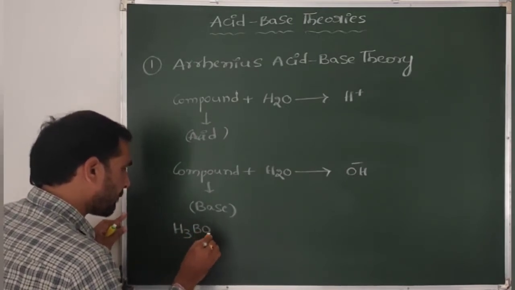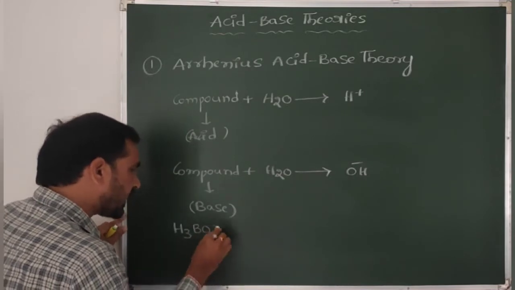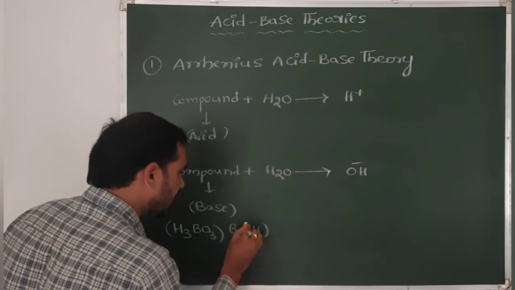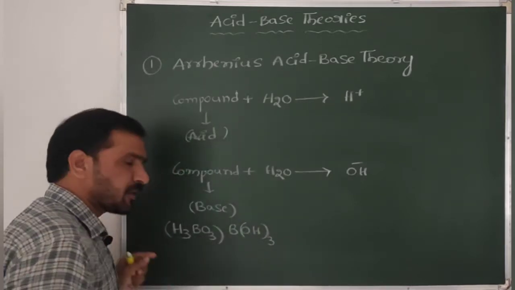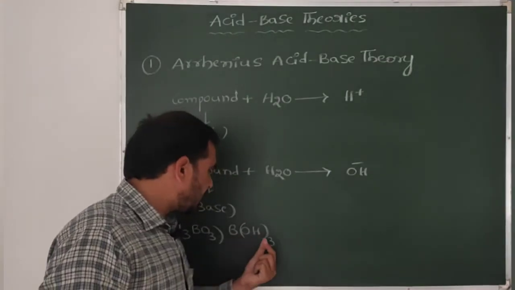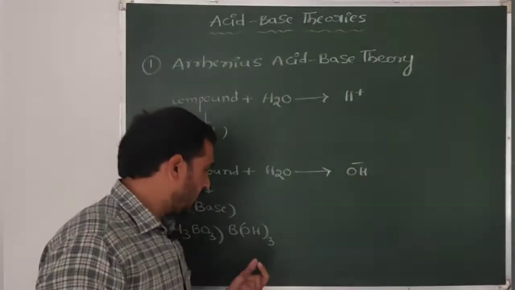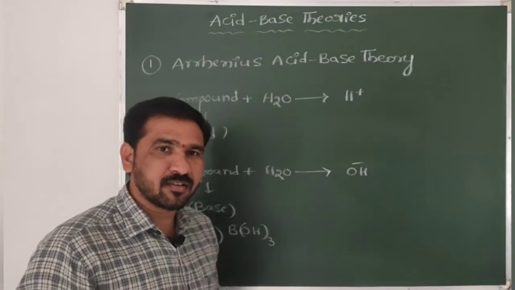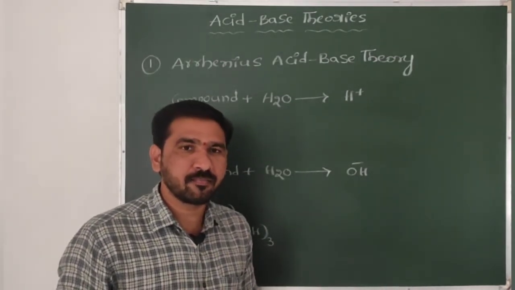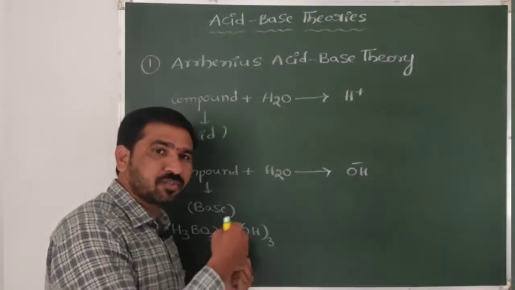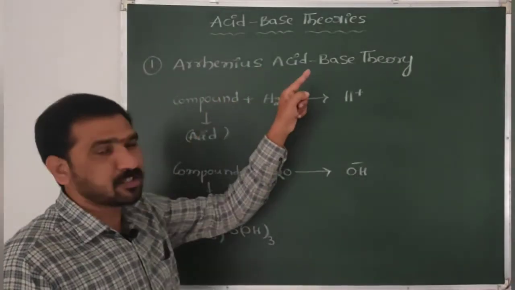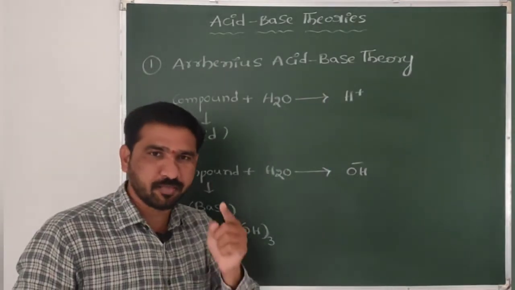Then for example, if you take H3BO3, which is also written as B(OH)3. By seeing these OH groups, we can expect this to have basic character, but it does not have basic character. This shows acidic character. That is explained by what here? The Arrhenius acid-base theory. This is a previous year question.